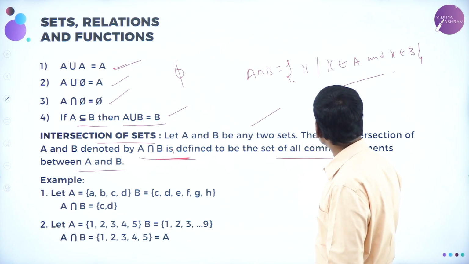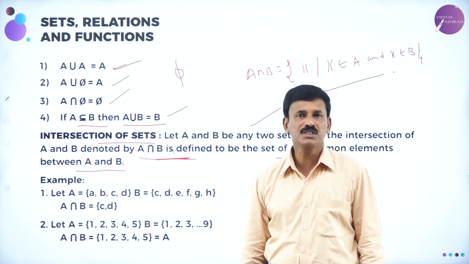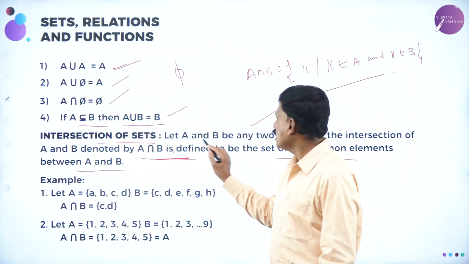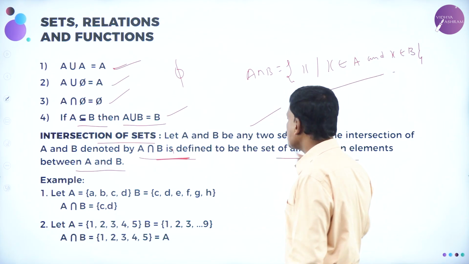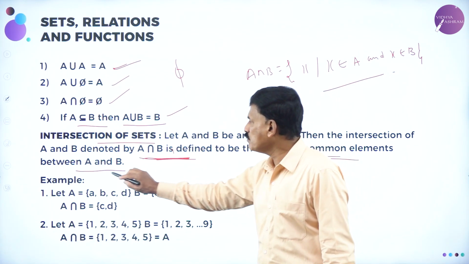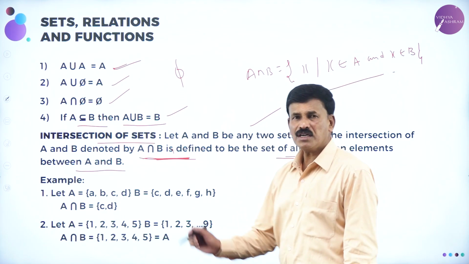A intersection B is nothing but all the elements which are common to A and B. So let A and B be any two sets, then the intersection of the two sets, A intersection B, is defined to be the set of all common elements between A and B. Now let us take an example.